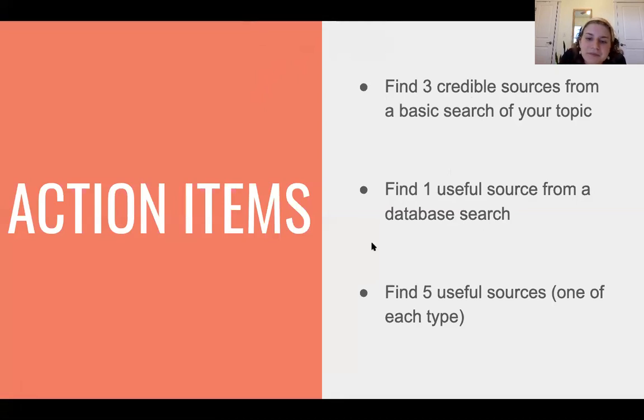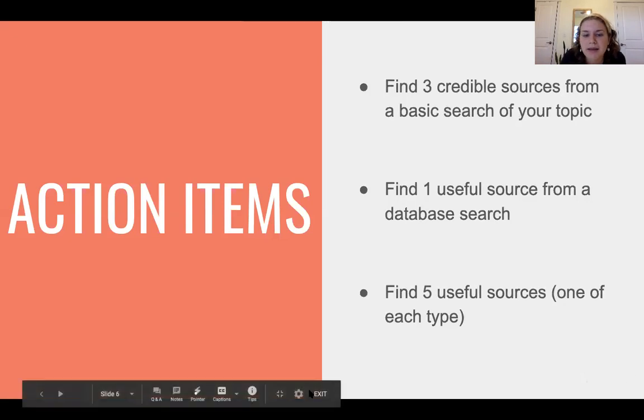And then once you've played around with that a little bit, and once you have an idea of what your topic is going to be, then you can start finding 5 useful sources. By useful, again, I just mean relating to your actual topic. So 1 from each category, and just practice identifying what sources go with which category.